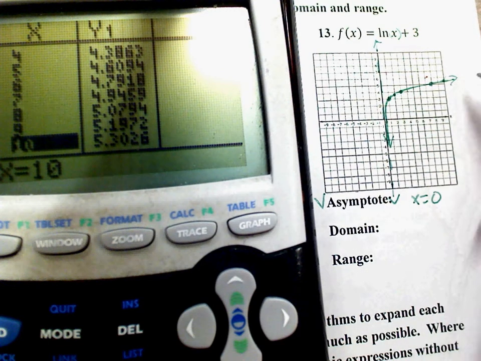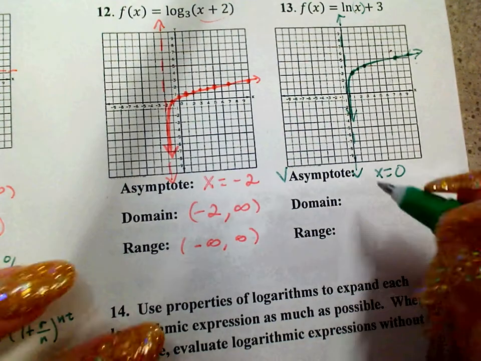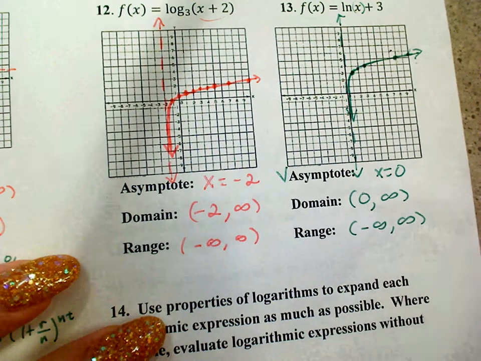And there you go. So as far as domain and range goes, domain, it goes the farthest to the left, it goes to 0. It doesn't reach it, goes to infinity. And range is up and down, negative infinity to infinity.